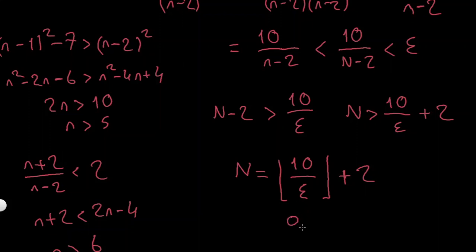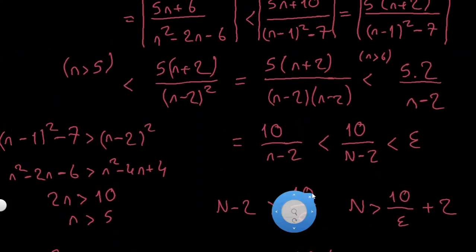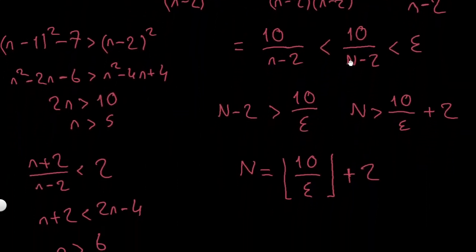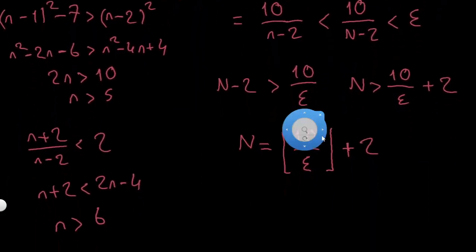So this thing can at least be 0, okay? Because if, let's say, epsilon is 20, this thing will be 1 over 2, and it will round down to 0. And my N will be equal to 2, but I know that my n should be greater than 6, and n is greater or equal than this capital N. So I want this N to be greater than 6, okay? So what I can do is just take this 2, and make this into 7.